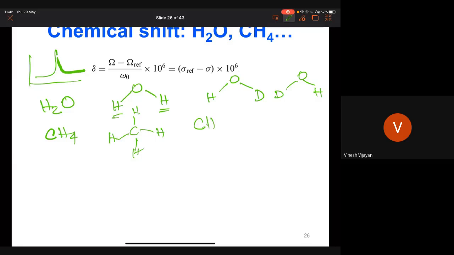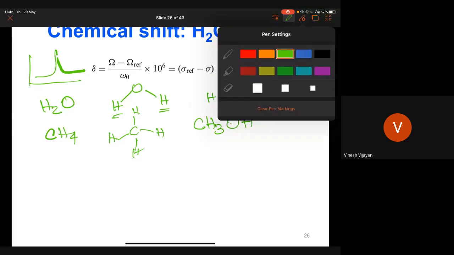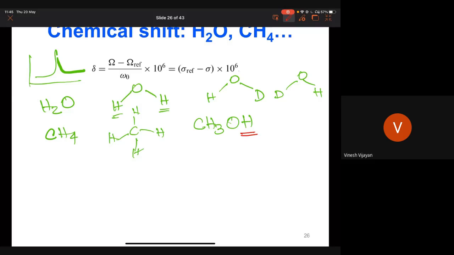Let's complicate our life and put these two together, where you have methanol. The moment you have methanol, you are able to realize, substituting this proton versus this proton will give different molecules altogether. One will be a CH3OD, while the other will be a DCH2OH. So if you give the IUPAC name, you'd realize that these are not same chemical entities. Although these are isomers of each other, they are not the same. So therefore, what you're able to realize is there are two chemically inequivalent protons.